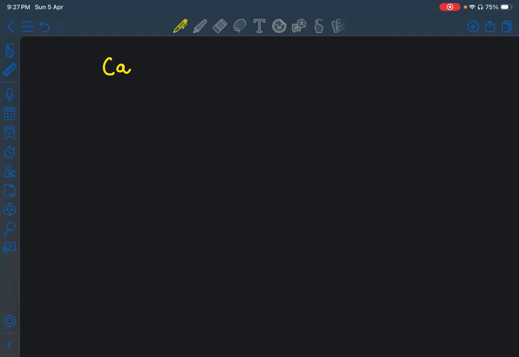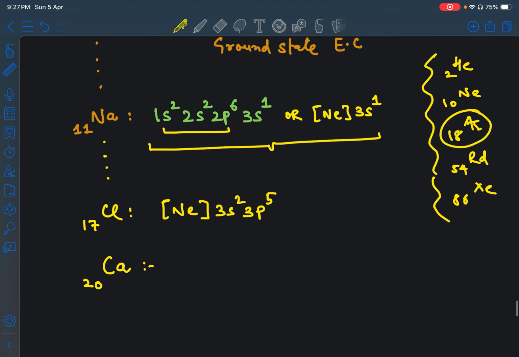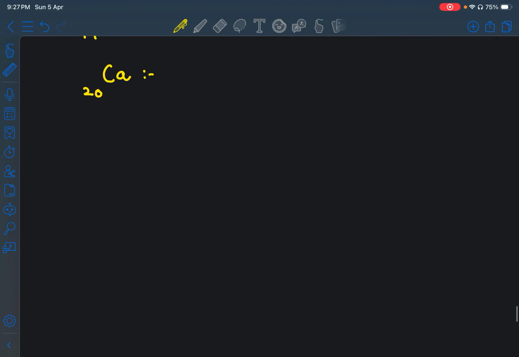So guys, calcium, the atomic number is 20. So what is the preceding noble gas? We have already seen in the table, the preceding noble gas is 18, argon. So directly write like this. In the square brackets, we have argon. Now after argon, basically the fourth shell starts, right? So after argon, we have only 2 electrons left. The answer is [Ar] 4s2, direct answer.